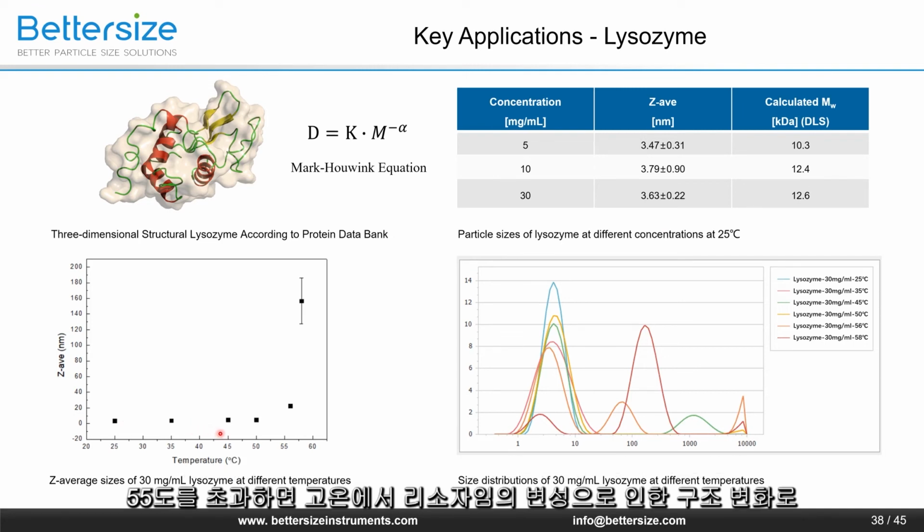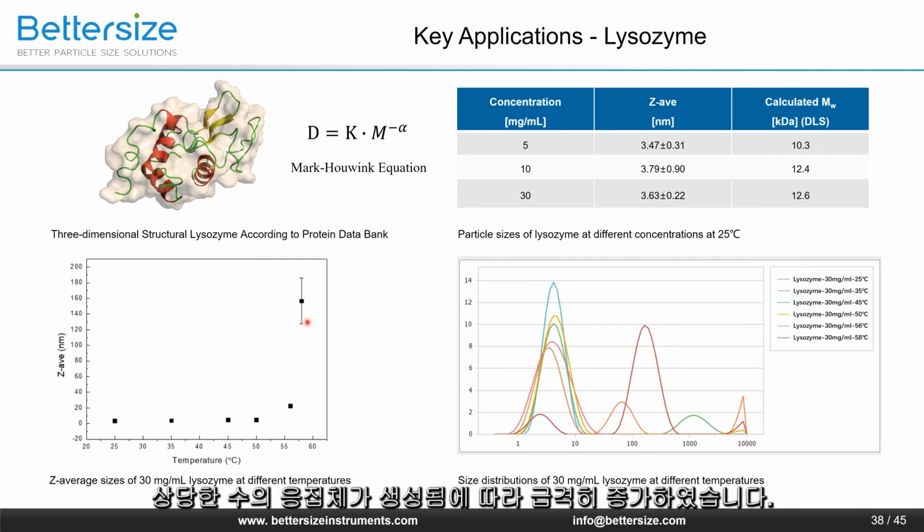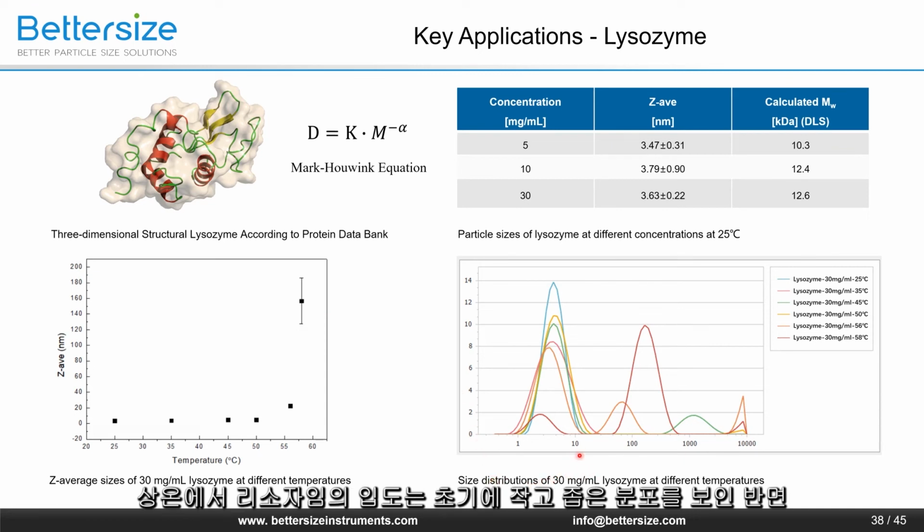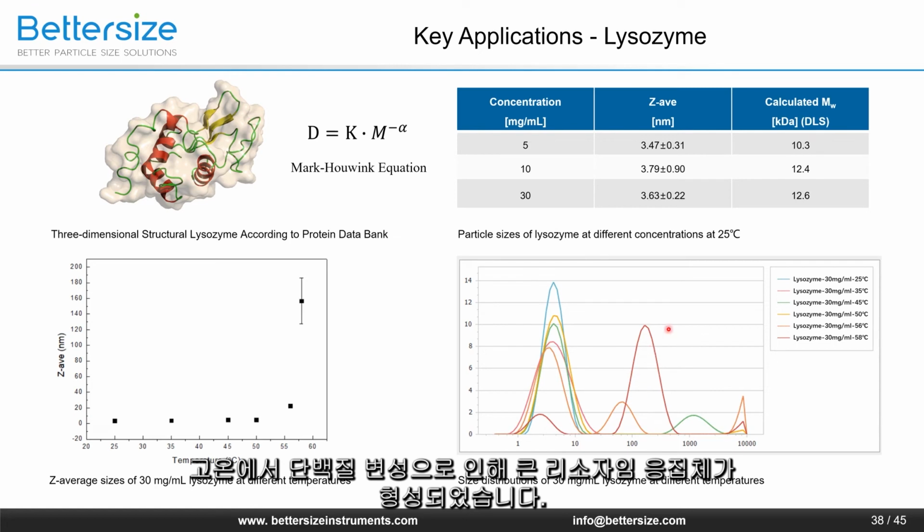The Z-average mean of lysozyme was stable at various temperatures below 50 degrees, while it increased dramatically when temperature exceeded 55 degrees due to a structural change caused by the denaturation of lysozyme at high temperature and consequently the generation of a significant number of aggregates. As shown in the size distributions, the particle size of lysozyme was initially small and had a narrow distribution at room temperature, whereas large lysozyme aggregates were formed due to protein denaturation at high temperatures.